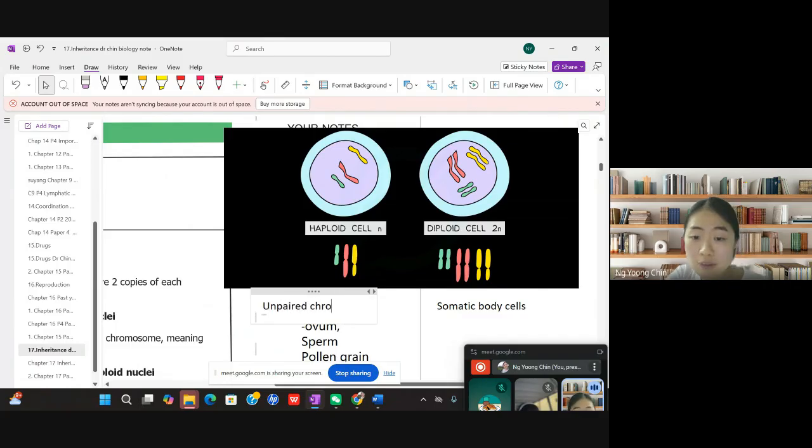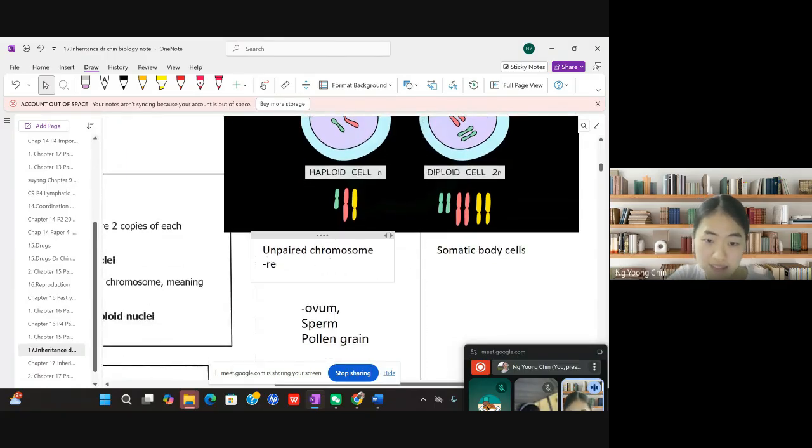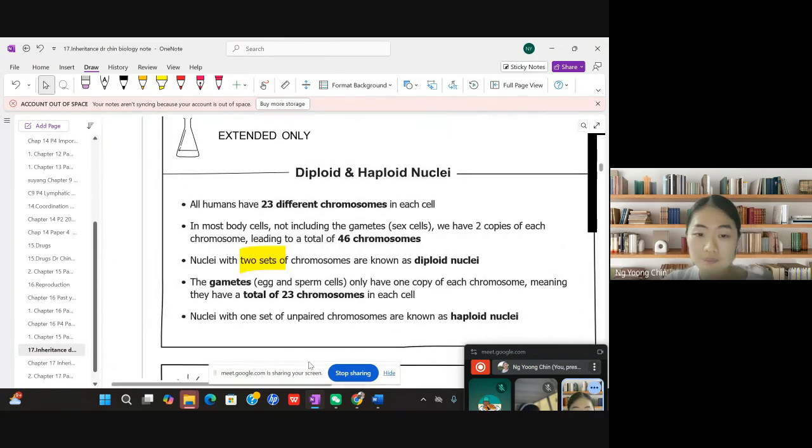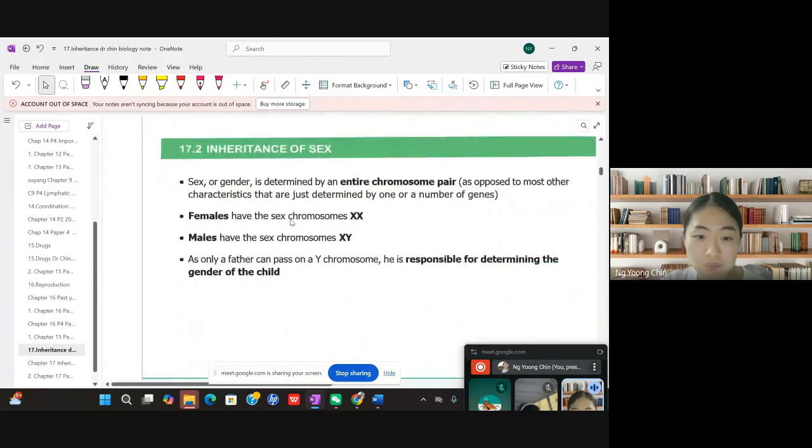So this unpaired chromosome is due to what? Due to the result of meiosis. We separate the homologous chromosomes and also sister chromatids. So at the end, you get this 1 set from the initial 2 sets. So haploid is just half the number of chromosomes.